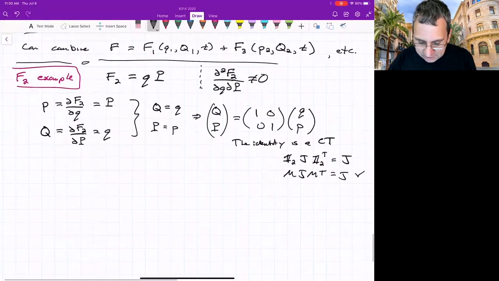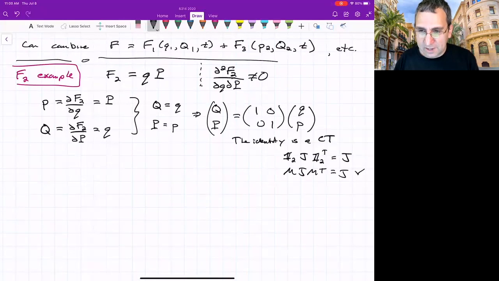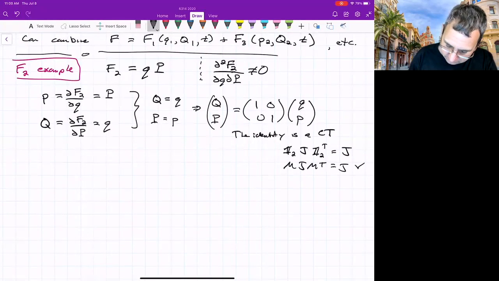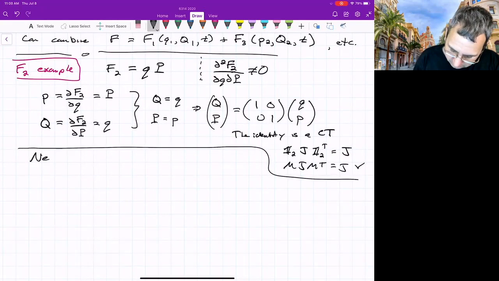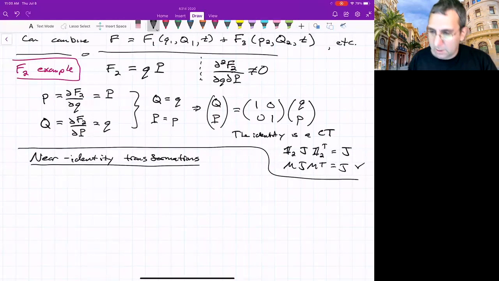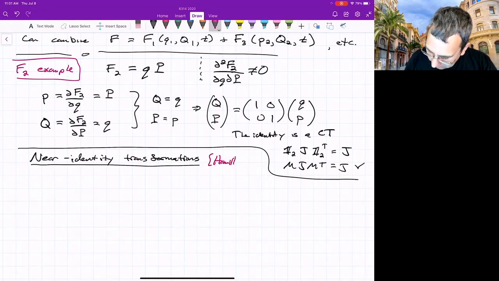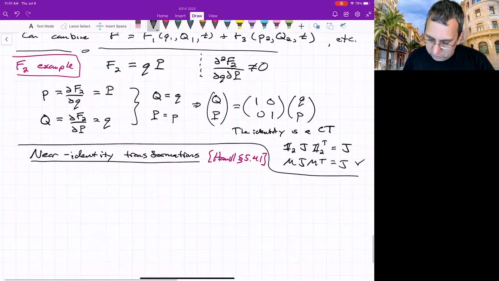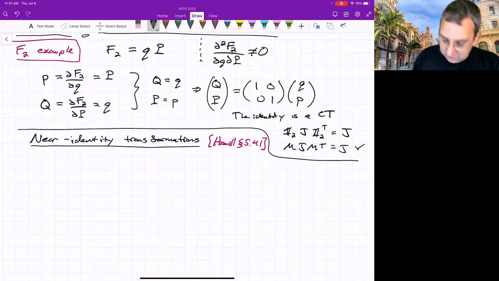What could we do with this identity transformation? Well, you could do an interesting set of transformations called near identity transformations. And these are a hoot. Near identity transformations. What do we mean by that? If you want to look, it's in Hamel section 5.4.1. Okay, so we know what the identity transformation is.